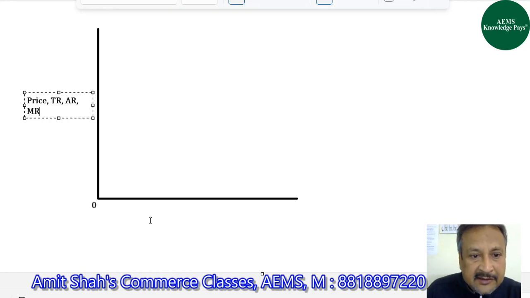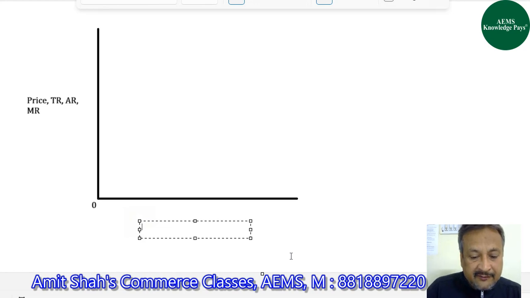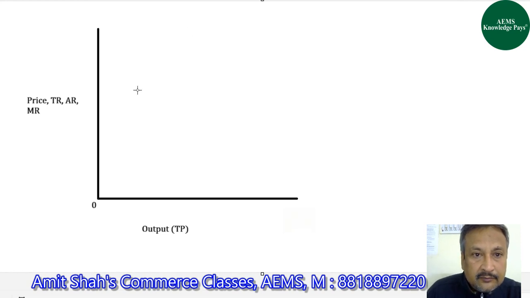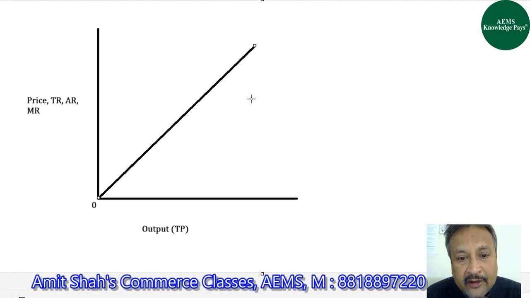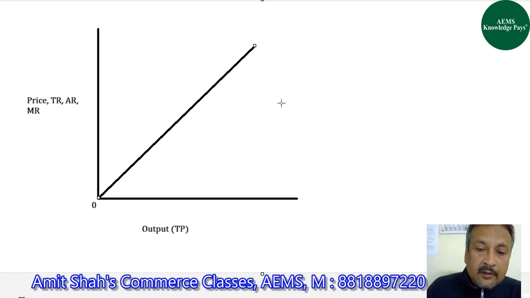On y-axis we take price, TR, AR and MR. On x-axis we take output, that is TP. This is how we have TR. With increase in output, TR keeps increasing at a constant rate. And the rate of change in TR is what? The rate of change in TR is MR. And MR is constant. That is equivalent to price. And price remains constant, you know. That is why, guys, we have a straight upward sloping curve for TR.